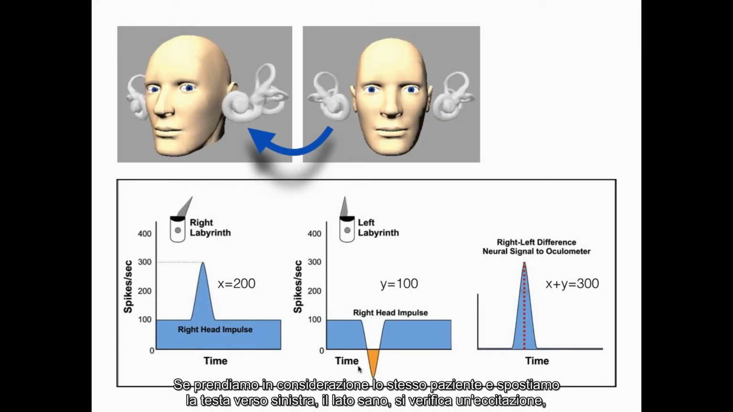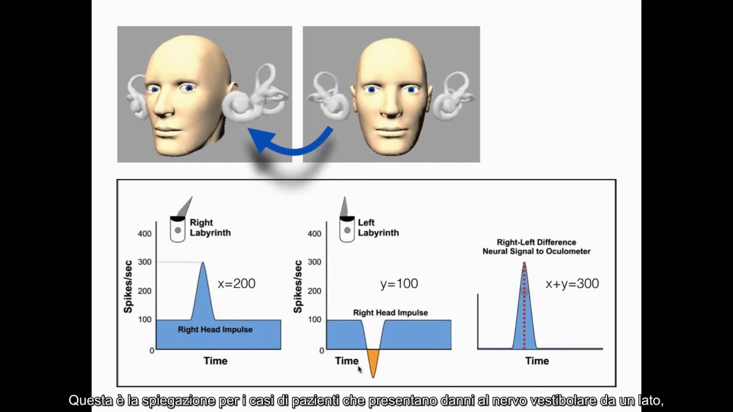So when we took the same patient and moved our head to the left side, which is the healthy side, you do have an excitation here in the left side, but you do not have the inhibition in the right side. And that's why you have not matched eye and head velocity.